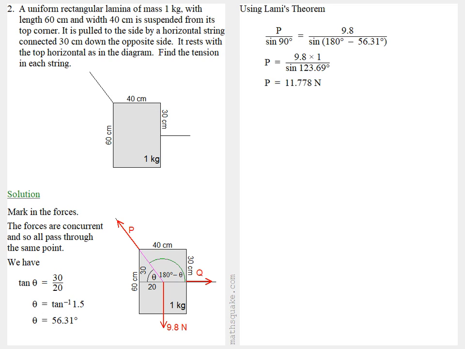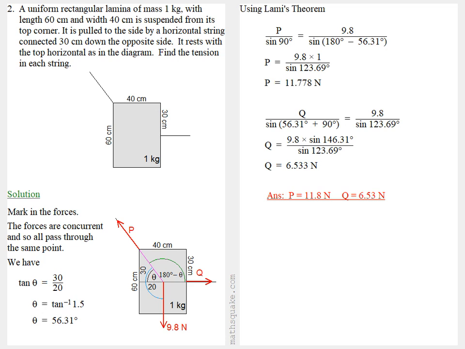Now we can also notice the angle opposite Q is 90 plus theta. So Q over the sine of 56.31 plus 90 is equal to 9.8 over the sine of 123.69. So Q is 9.8 times the sine of 146.31 over the sine of 123.69. Well, we can work that out to get Q is equal to 6.533 newtons. So we have the two forces P is equal to 11.8 newtons and Q is equal to 6.53 newtons.